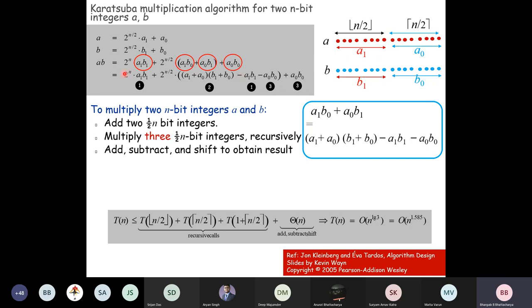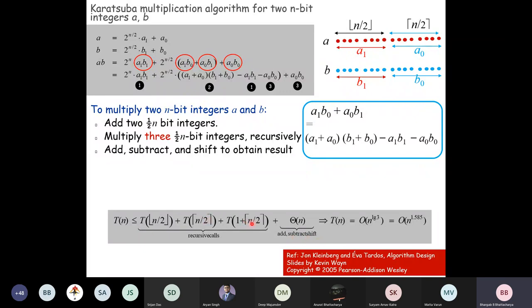And you need shifting also to implement this multiplication by 2 to the power n, right? So anything which is multiplied by a power of 2 is nothing but shifting left by so many bits, with n bits. So the recurrence goes this way. Tn is T(n/2), T(n/2). So there are 3 product terms like this. So it's 3 of T(n/2) plus a linear term here for doing add, subtract, and shift.